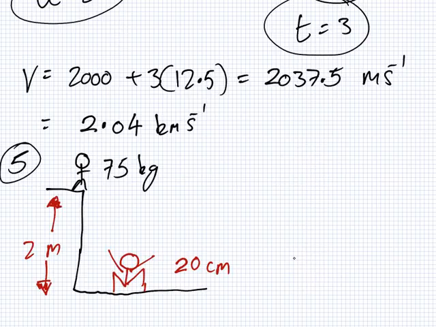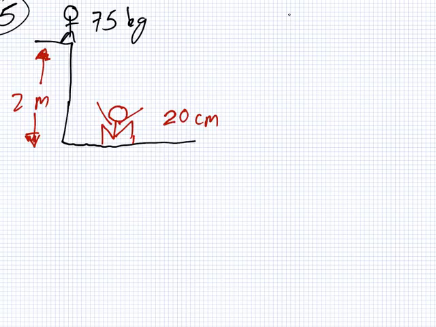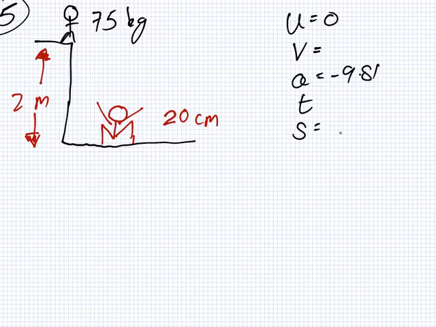So the first thing we should do is work out how fast he's hitting the ground. This is just a simple UVATS problem. The U is 0, the V we don't know, the A is minus 9.81, the T we don't know, and the S is minus 2. He falls from 2 meters high. So what will give us the V here?